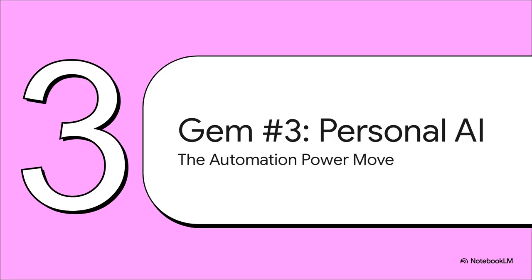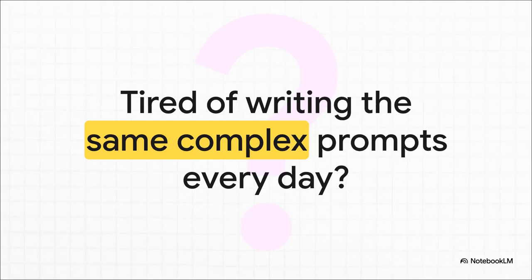And now for our final, and maybe the most powerful gem of all. Building your very own custom AI assistants. This, my friends, is the ultimate power move. It's all about total automation. Think about those tasks you do over and over and over again. Maybe it's formatting a weekly report or answering the same customer questions every day. Well, with a custom gem, you can build a little AI to just automate those things completely.